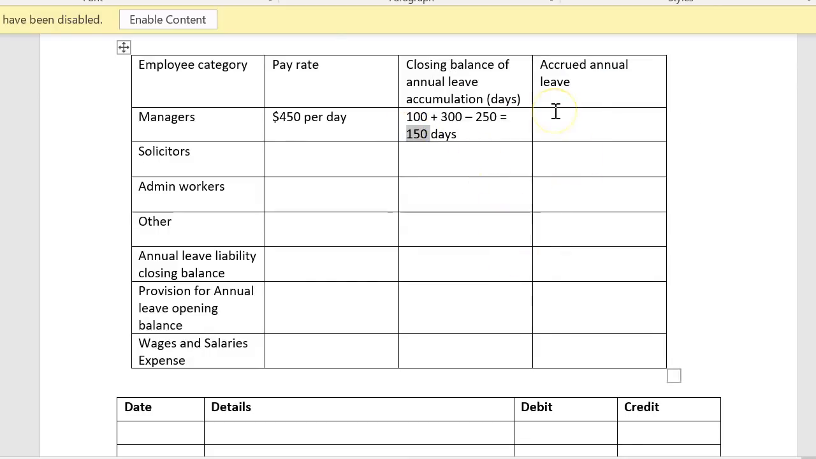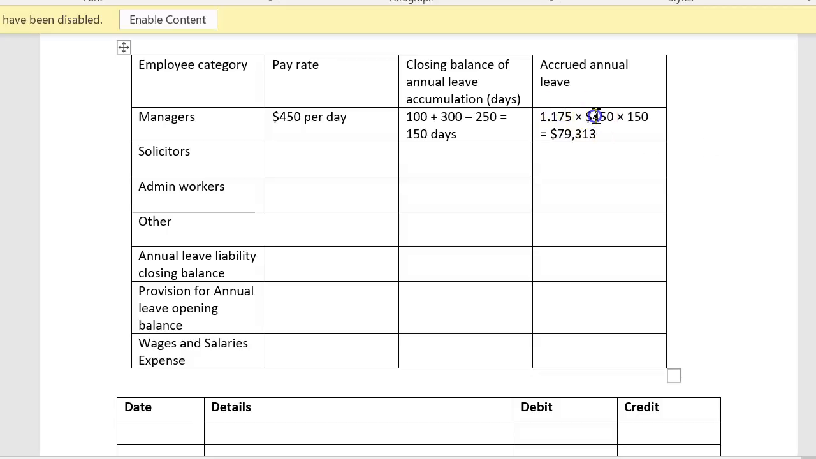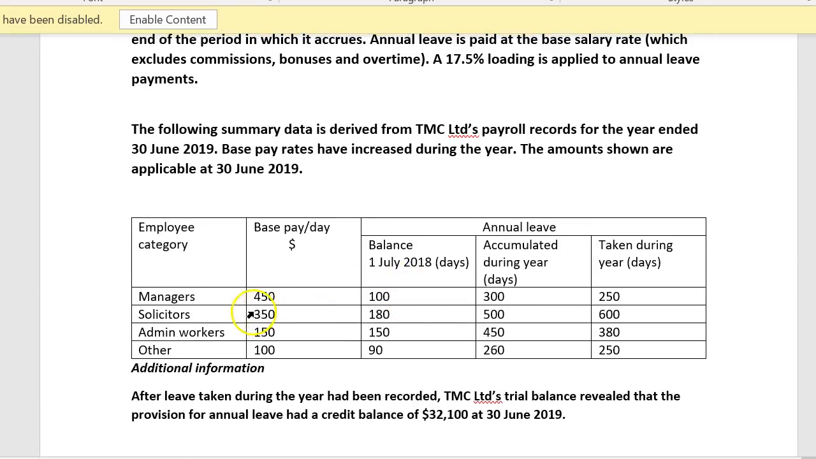Now, how do you work out accrued annual leave? What you do is you take the loading, which is 1.175, multiply by the pay rate per day, times that by the number of days they're entitled to annual leave. There you go. That's what managers get. All right, solicitors. What's their pay rate? It's $350.